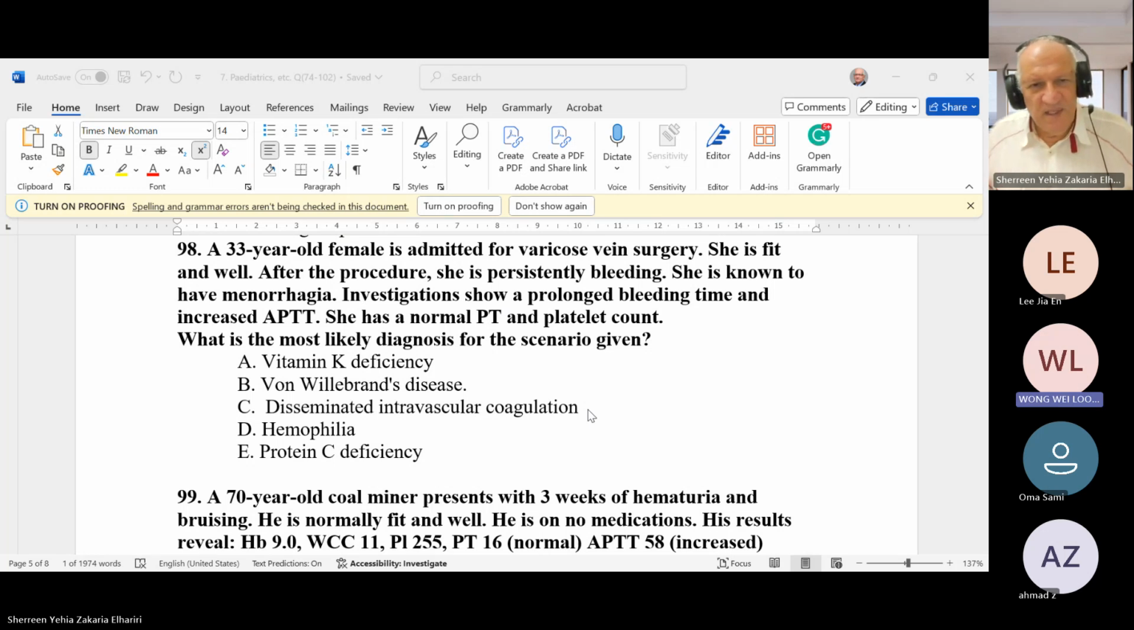Von Willebrand disease. This is a factor VIII deficiency, or a subtype of factor VIII deficiency, what is called von Willebrand disease. Okay, not hemophilia, because hemophilia has 3 types: A, B, C, factors 8, 9, and 11.